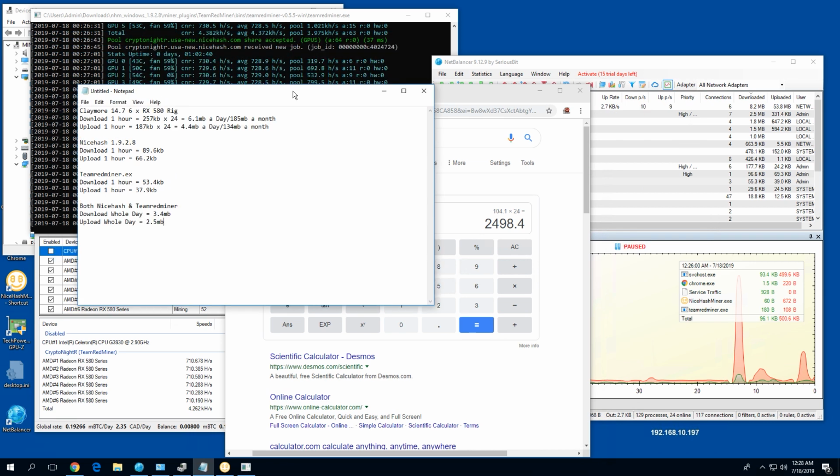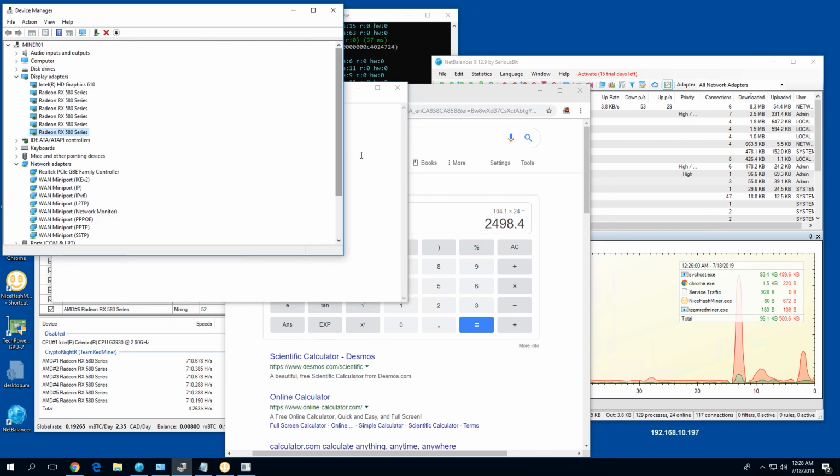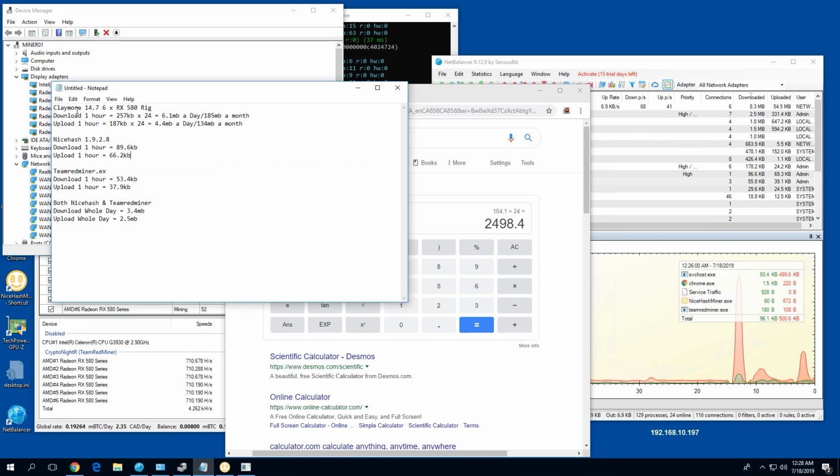Finally, let's just see here, real life numbers on this RX 580 rig, 6-card rig. Okay, so on Claymore 14.7, in about a day it was 6.1 megabytes, right? And so I did a times 30, so a typical month. Total for download, your internet bandwidth would use about 185 megabytes a month, okay? And then your upload would be about 134 megabytes a month, okay?